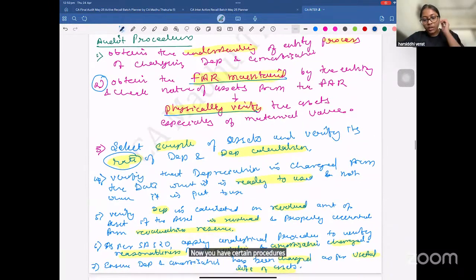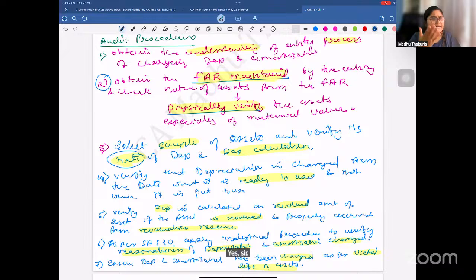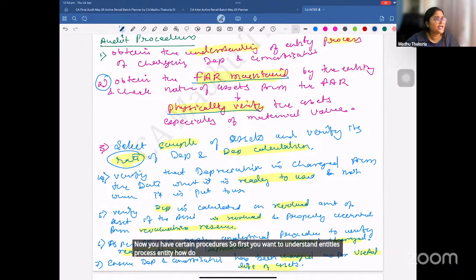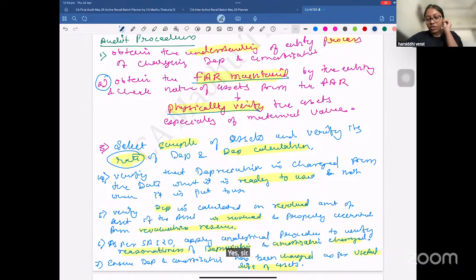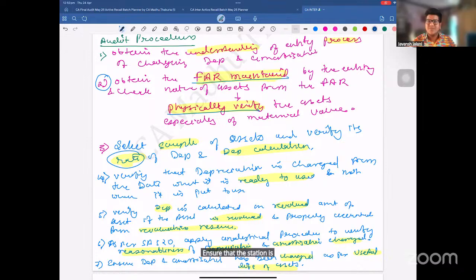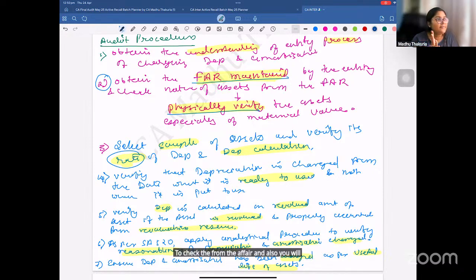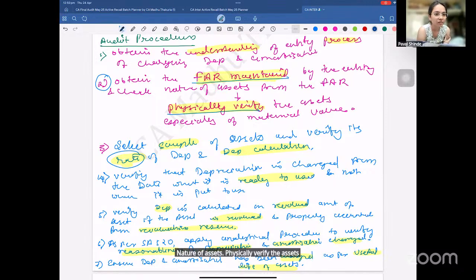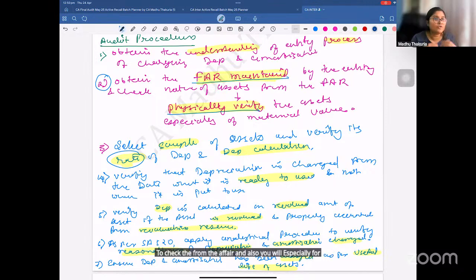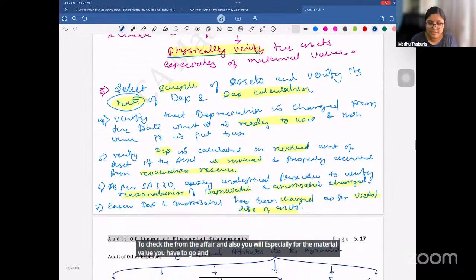So first, you will understand the entity's process: how do you charge depreciation and amortization? Ensure depreciation is charged on assets. Then you will obtain the fixed asset register (FAR) maintained by the entity to check the nature of assets. From the FAR, you will also physically verify the assets, especially for the material value. You have to go and physically verify. You can't just rely on the entity.